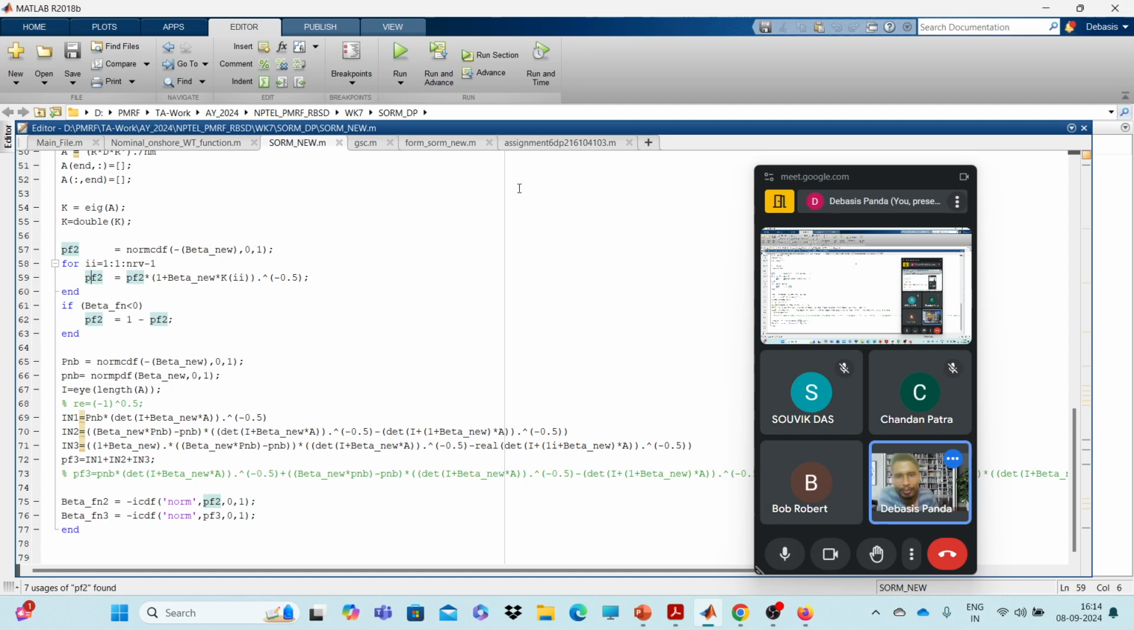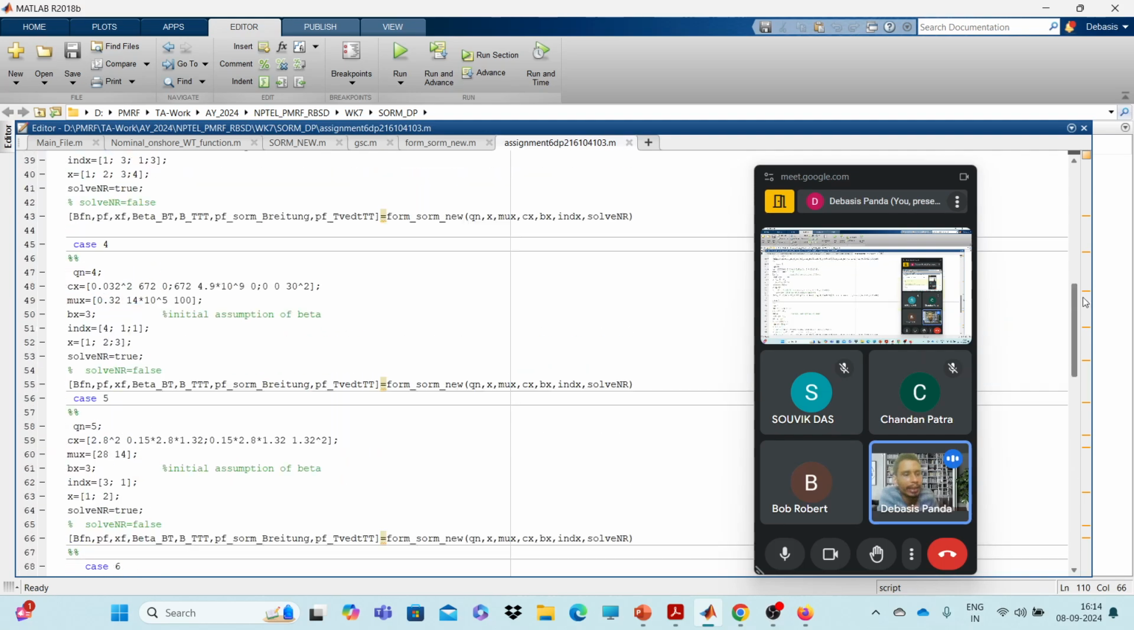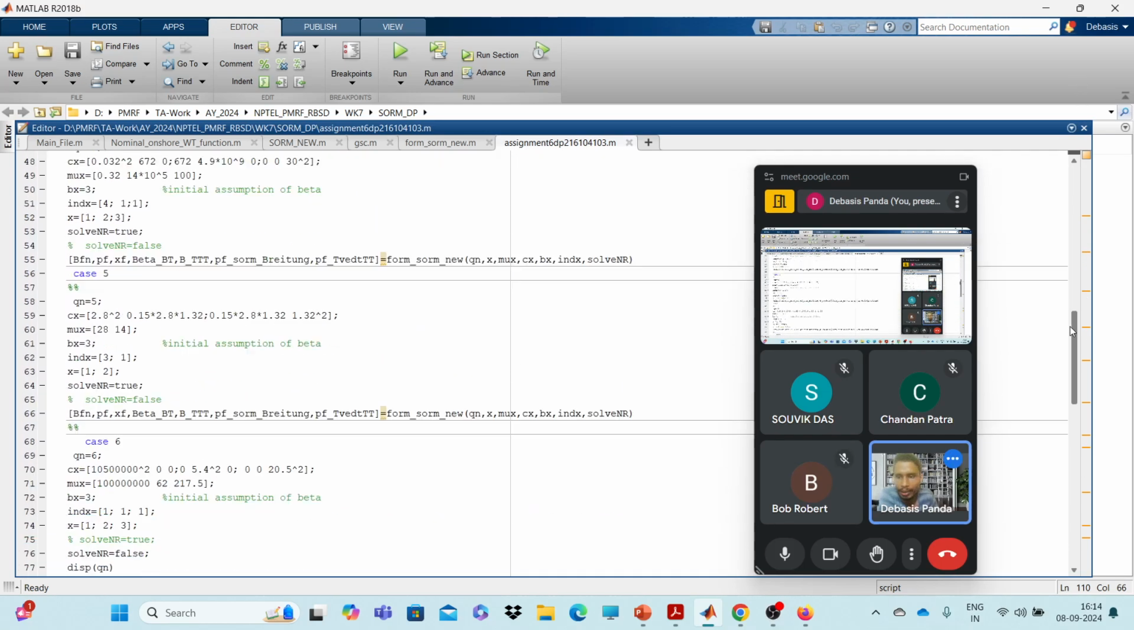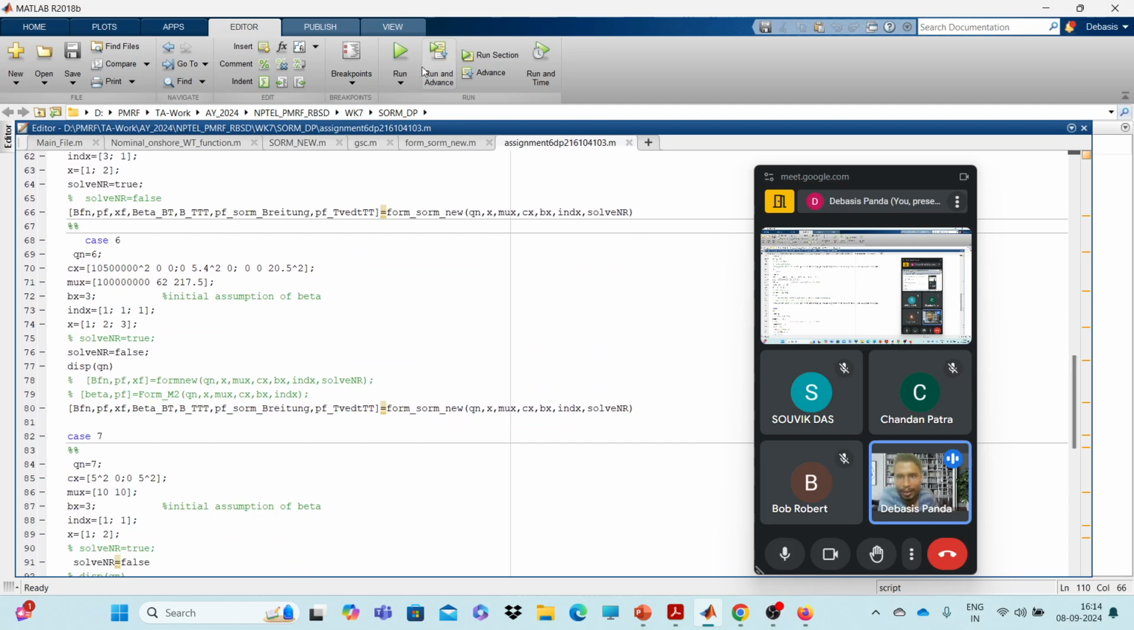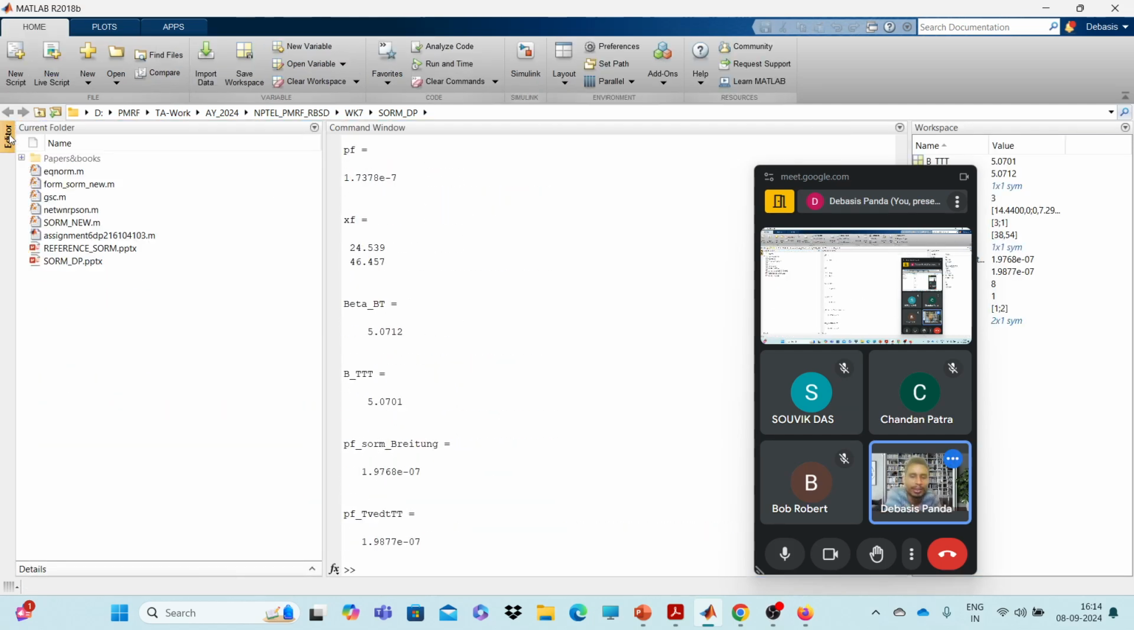So let's say if we run that problem, what are we getting? So case 8, we are running for the cantilever beam. Case 8 is already set. So if I run it, what will happen? We will see. First, what it will do? First, I will show you one by one.